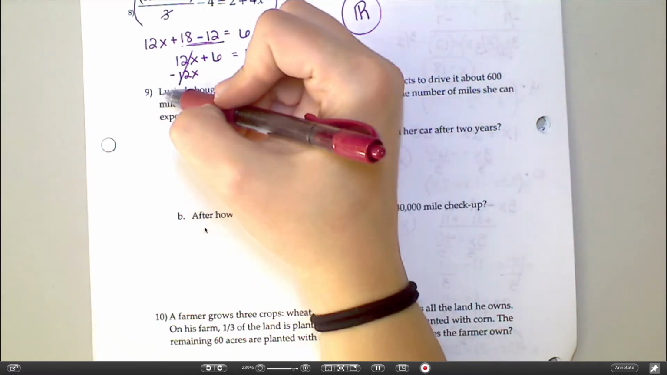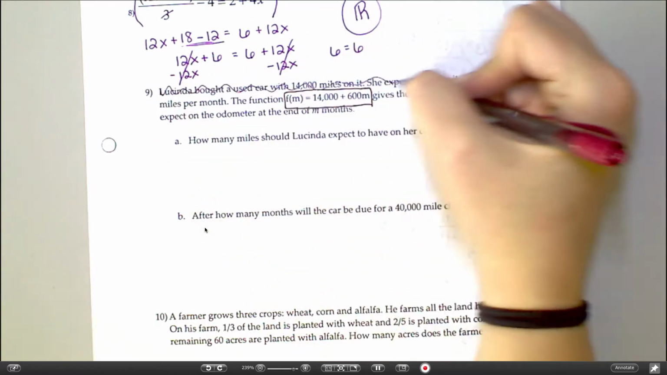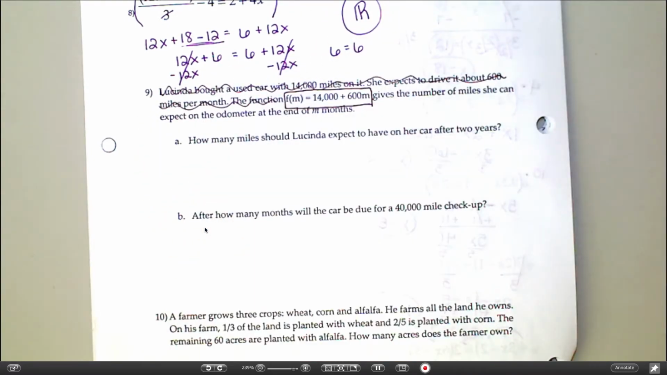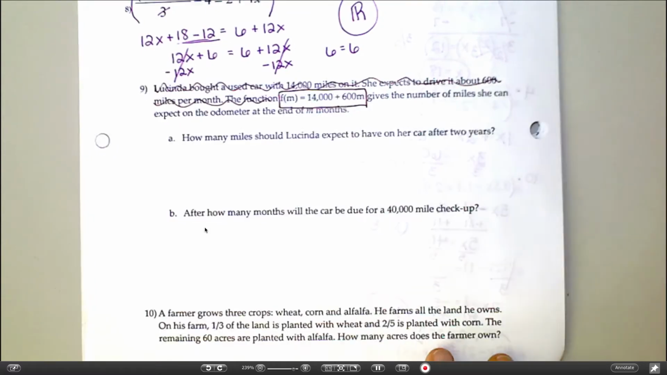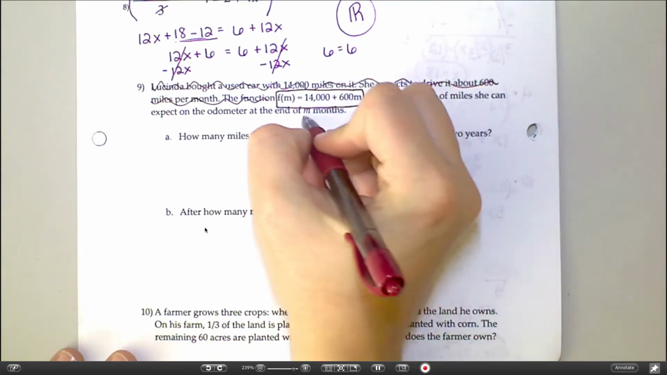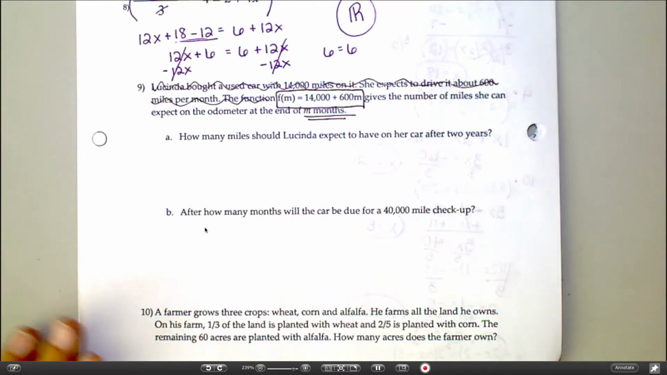So really, once you've got that, you don't need any of this other information because they've already put the equation together for you. What you do need to know is what the variables stand for. What does m stand for in this problem? Months. Yeah, m is my number of months. So then it says, how many miles should Lucinda expect to have on her car after 2 years? Am I plugging in 2 for m?